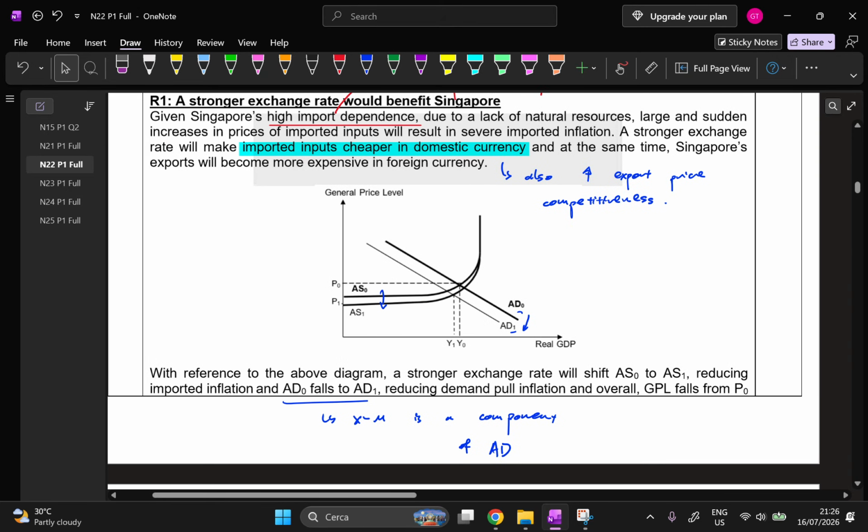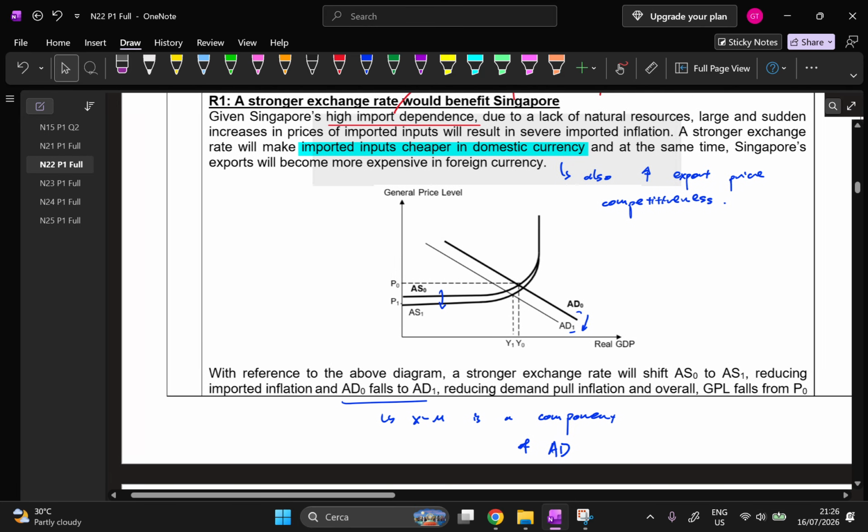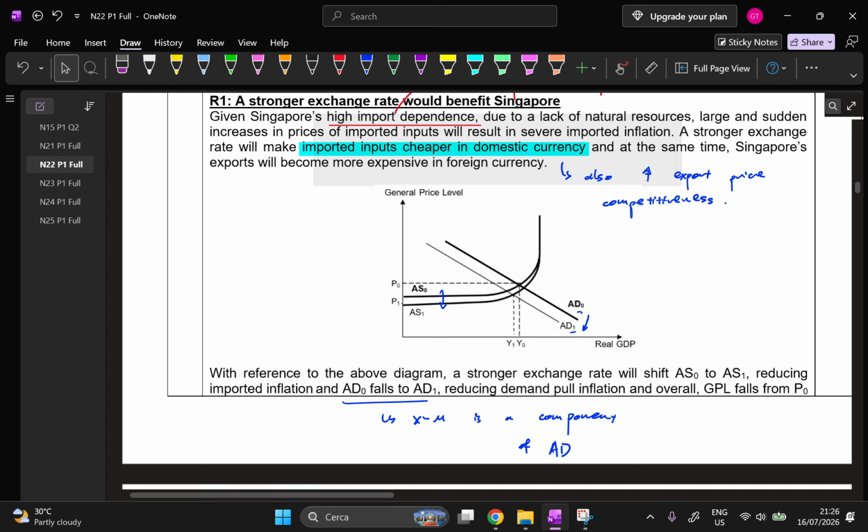Okay, so you can also consider that actually making imported inputs cheaper in domestic currency means that the cost of production of goods for export is lower, and if I can potentially pass these cost savings on to the foreign country that purchases our exports, I can actually improve my export price competitiveness. But I will not write that here. Why? Because that goes against what I'm arguing, right? I'm arguing that AD will decrease. Traditionally, when we talk about maybe supply side policies, maybe some kind of other innovation policy to improve export price competitiveness, I always mean that because price of exports goes down, my export revenue increases. But that is the opposite of what I'm arguing here.